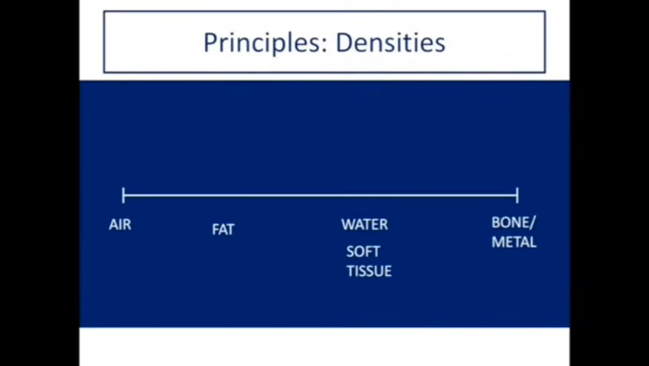When it comes to X-ray, you only need to know a few basic radiographic densities. We have air, which is a very low density and is going to show up the darkest, and very, very dense structures like bone and metal are going to show up as very bright. In between, we have fat, and then we have water and soft tissue. Fat is less dense than the water and the soft tissue.